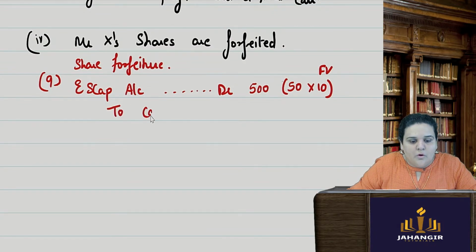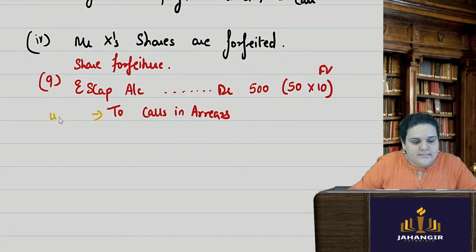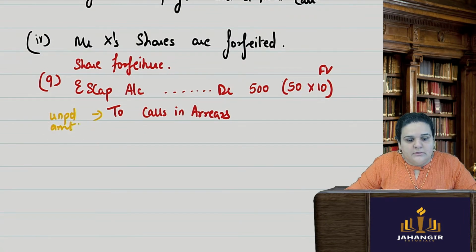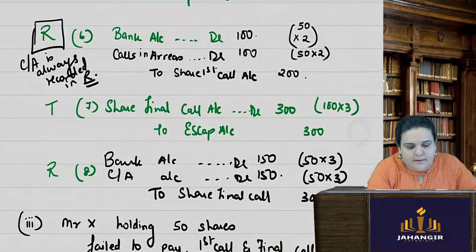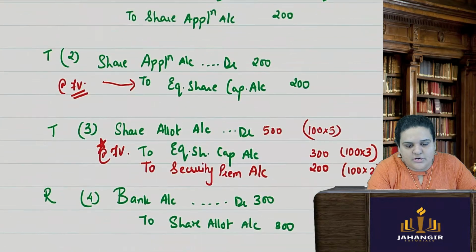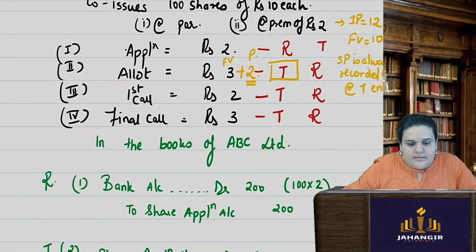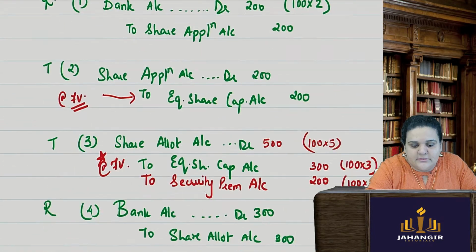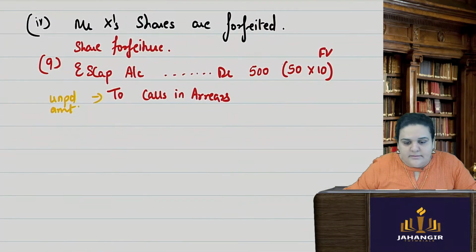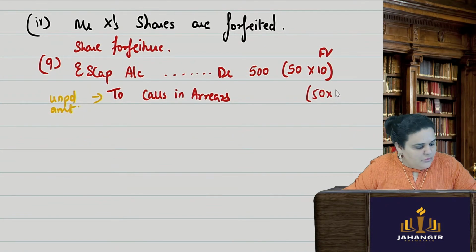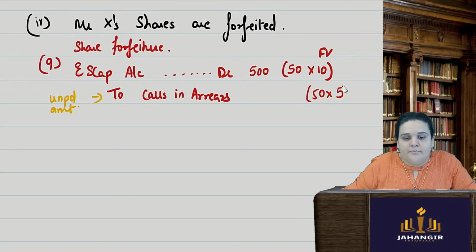Second, calls in arrears. Calls in arrears is always the unpaid amount on shares. How much did Mr. X not pay me? He did not pay me my first call and final call. So on shares, my unpaid amount is 5 rupees total. Right? So calls in arrears, 50 shares into 5 rupees, 250.